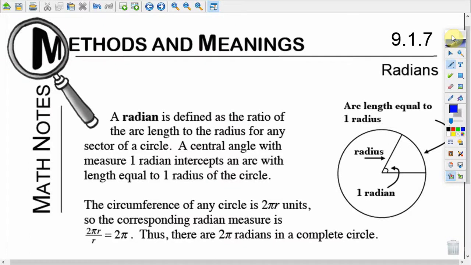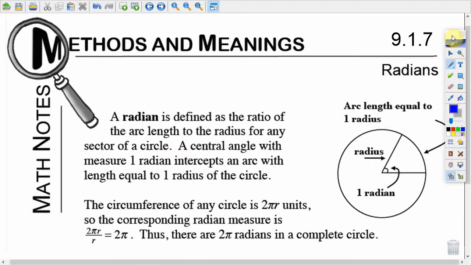This is 9.1.7. We're talking about radians today. Radians is another way to measure an angle. We're sort of used to degrees. We're used to splitting a circle up into 360 little bits and calling each of those a degree.